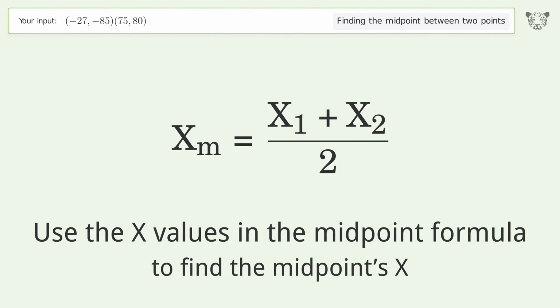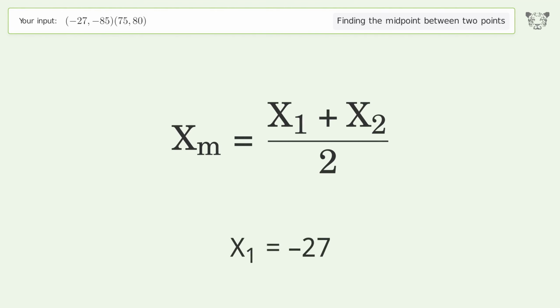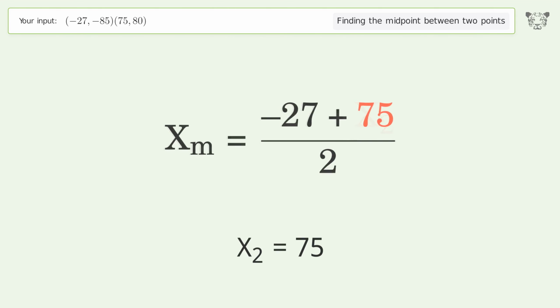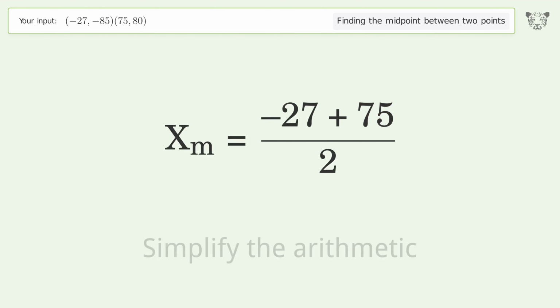Use the x values in the midpoint formula to find the midpoint's x. x1 equals negative 27. x2 equals 75. Simplify the arithmetic.